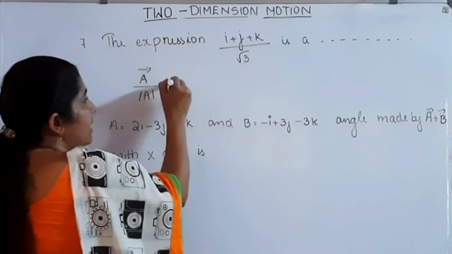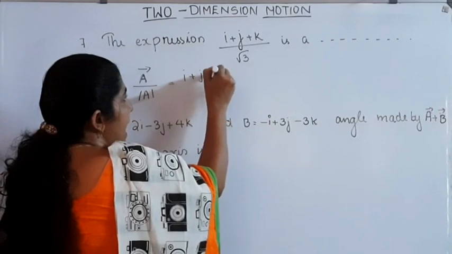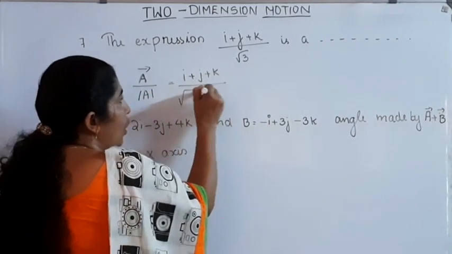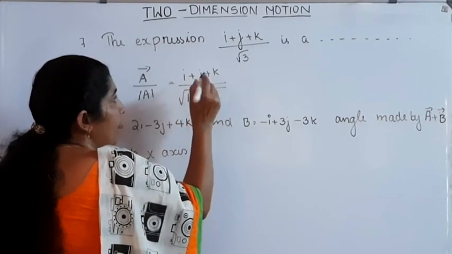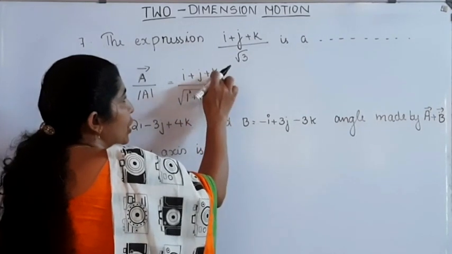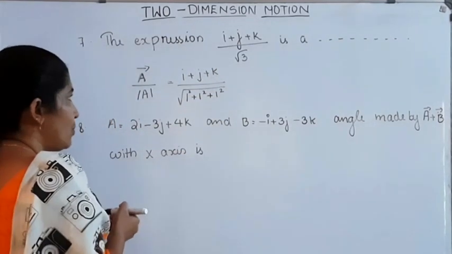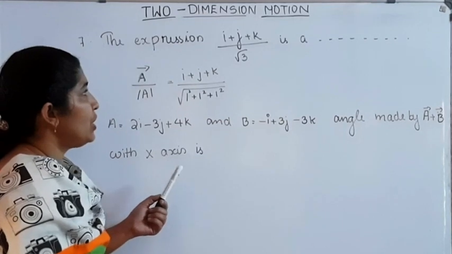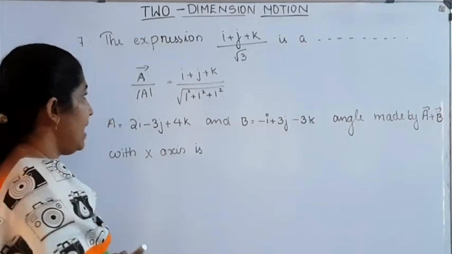Okay. Here vector A is equal to i plus j plus k. And what about its modulus? Modulus is equal to root of coefficient of i, that is 1, square, plus coefficient of j, that is 1 square, plus coefficient of k, that is 1 square. Coefficient of i square plus coefficient of j square plus coefficient of k square will give the magnitude of vector A.